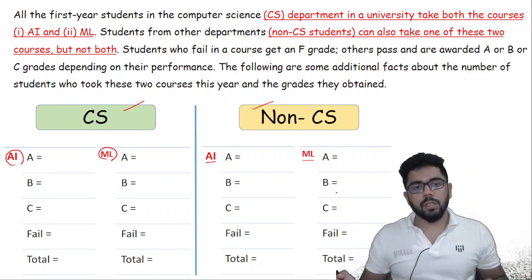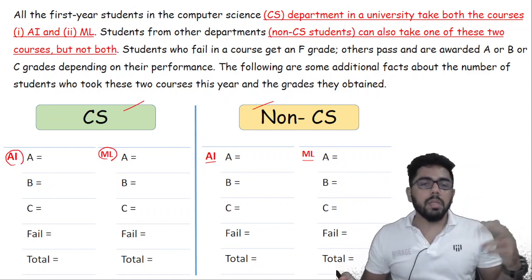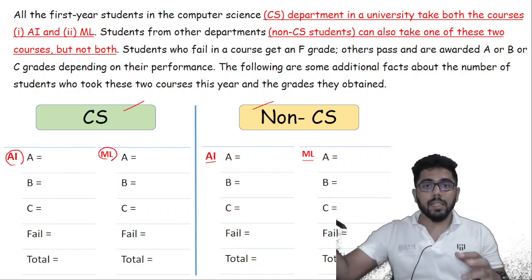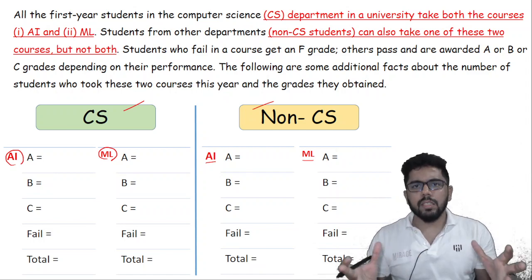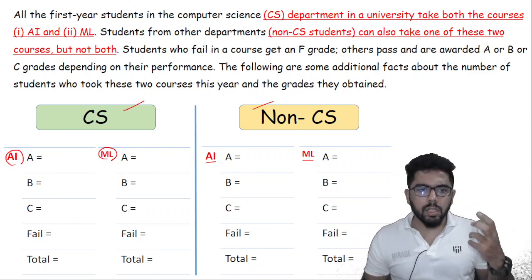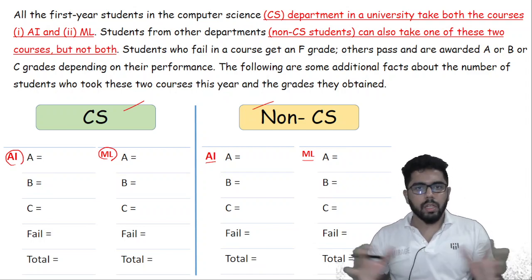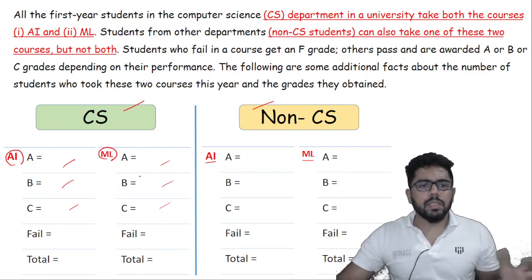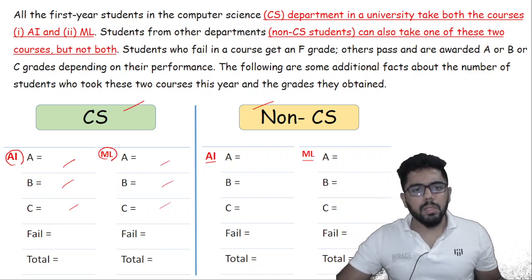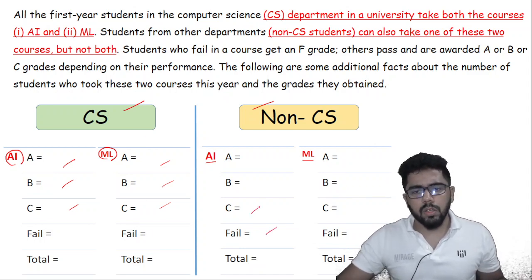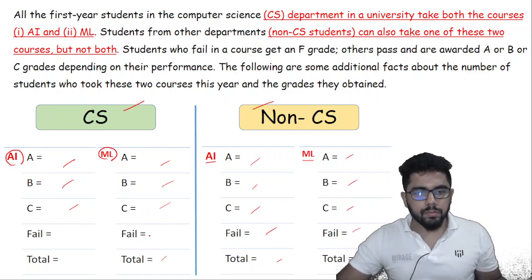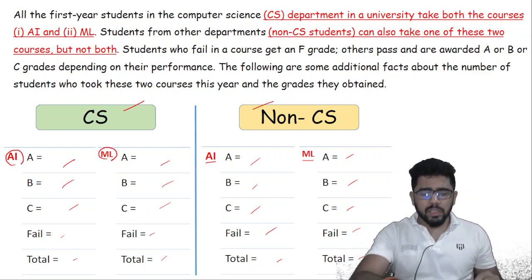So we got 4 categories now: AI in CS department, ML in CS department, AI in non-CS department, ML in non-CS department. And in each category we'll have 4 possible grades. So the basic task now is to figure out how many students got what grade in what course. That's the basic. So we'll have to complete all these areas. For example, how many got A in ML, how many got B in ML in CS department, how many failed in non-CS department. All these areas we have to fill up along with the total number of students. That is what this question is all about. So this is what is needed.